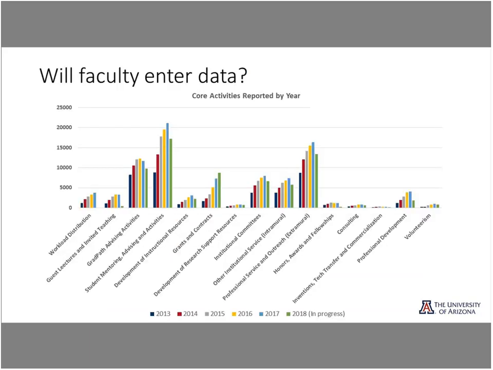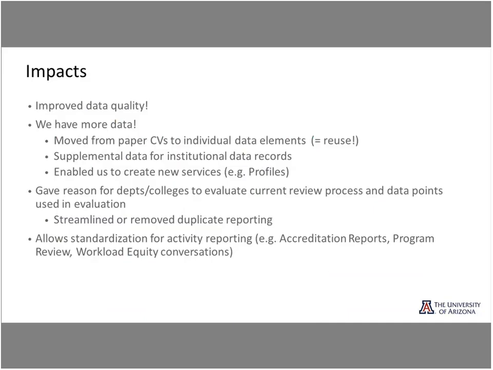So the question for us was, would people actually report data? And so this is just showing for the different sections that we have been watching the trends, and indeed people are increasingly reporting data. There's a dip on the last year because we took this in the middle of 2018 when people were still reporting, but the trend is clearly showing that we were going to max the prior year's data. Impacts: improved data quality, having more data, enabling us to actually reuse people's data, which was one of the goals that we wanted to be able to do, standardization of activity reporting.